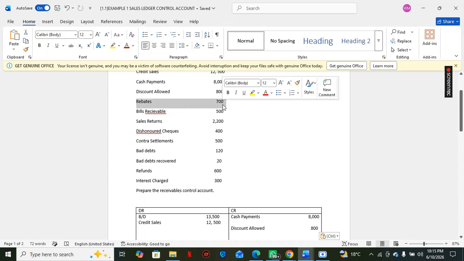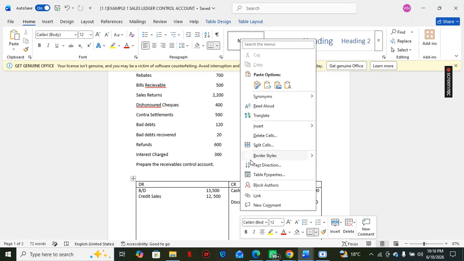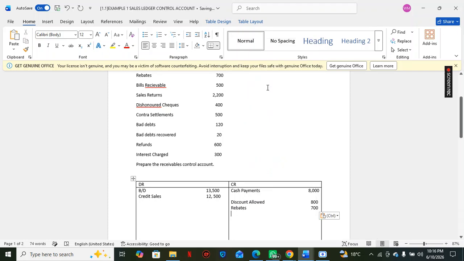Even rebates are also like discounts. You get into a contract with somebody, you tell them, buy this amount of goods from me and I'll give you a discount. So rebates follow the same principle. They will also reduce what is being owed to us. Usually in a question, you either see rebates or discount allowed, or sometimes both. But just remember they are both discounts.